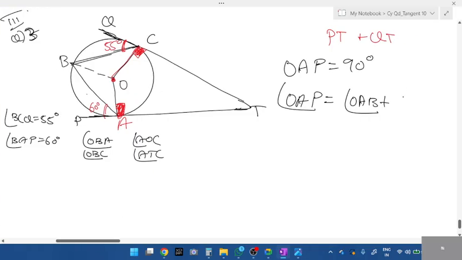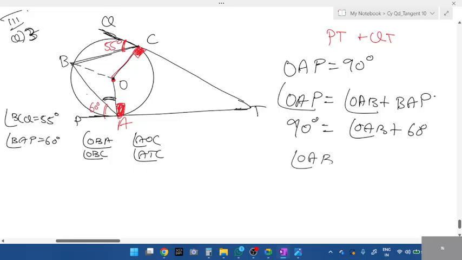Yes, respond. OAB plus BAP, right? BAP. What is OAP? 90 degrees. OAB. What is OAB, students? If this is 60 degrees, what is OAB? The inner one? How much is the inner one? OAB is equal to 30 degrees. 30, done, right? What kind of triangle is formed?